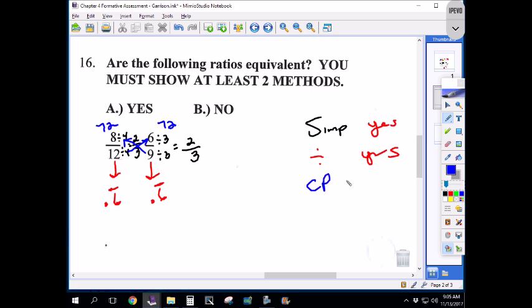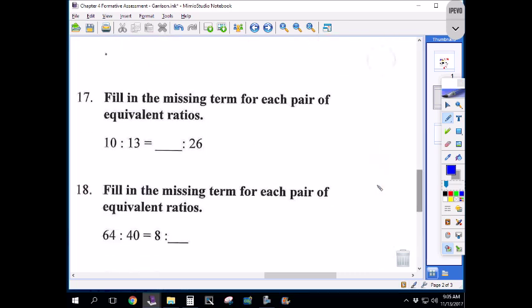So then CP would be a yes. So you had to show me two of those methods. Remember, you do not have to show me the division or the simplifying. You just have to make sure that you show me what it equals, what the division equals, or what the simplifying equals, or what the cross products equal. All right, let's keep going.